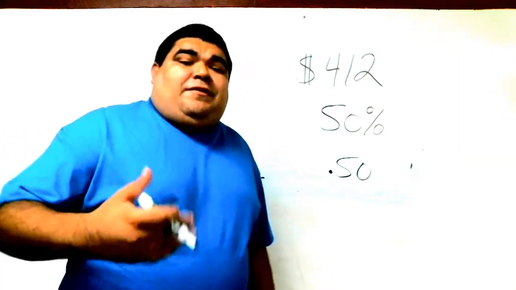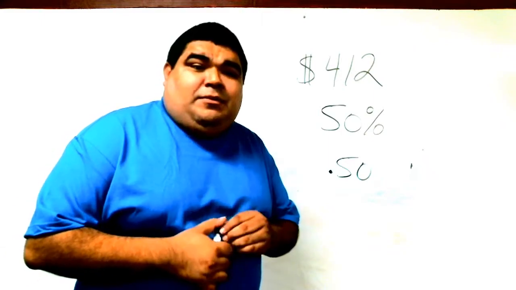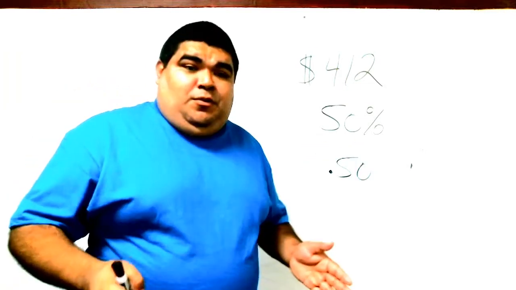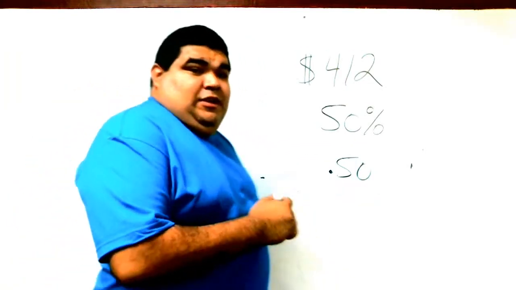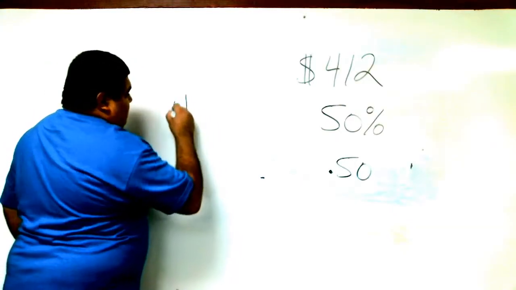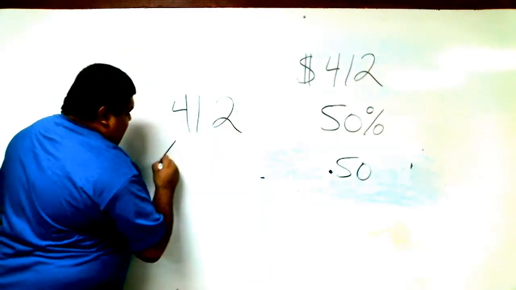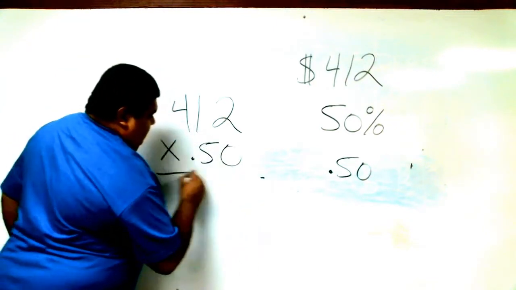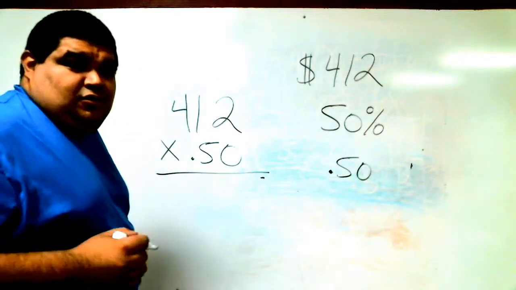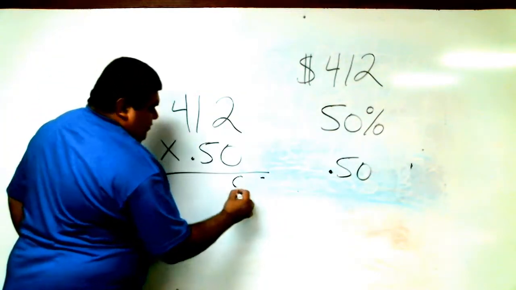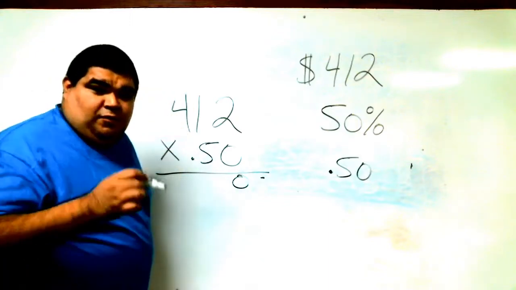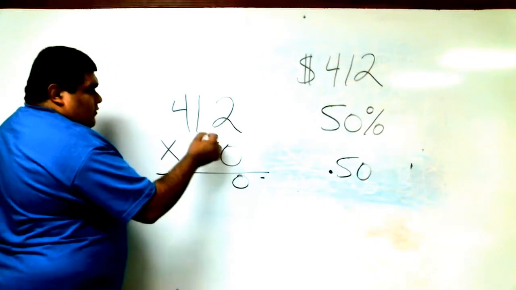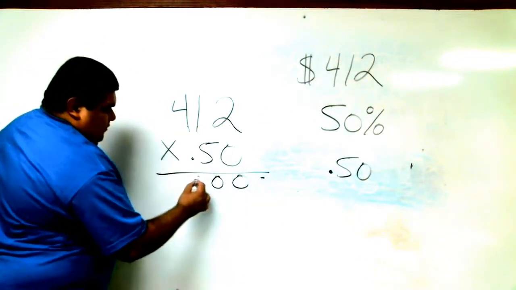So now that we have the decimal form, we can multiply our original number times our decimal, okay? So we can say 412 times 0.50, okay? So we have 0 times 2, which is 0. I like to do every number with everything. This way I don't get confused, I don't get lost. So 0 times 2 is 0, 0 times 1 is 0, 0 times 4 is 0.